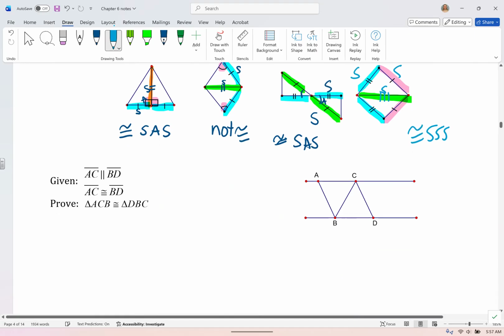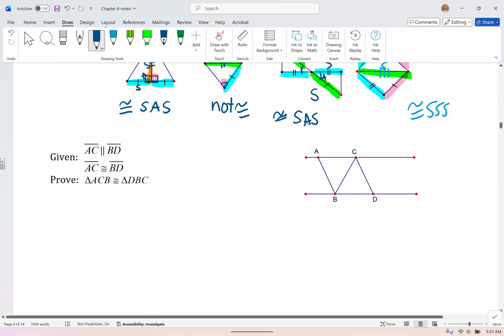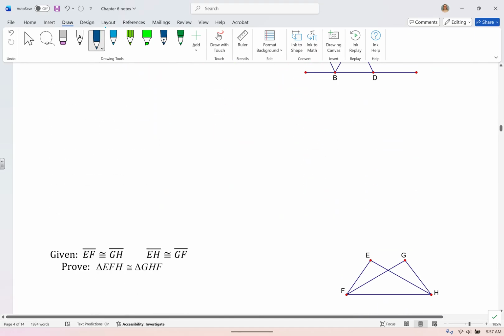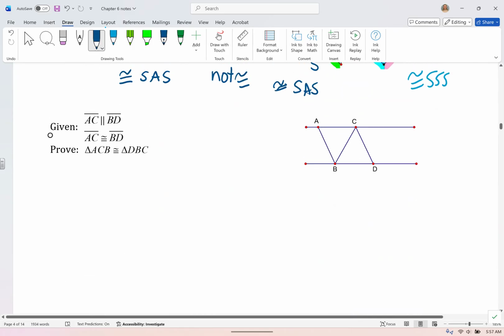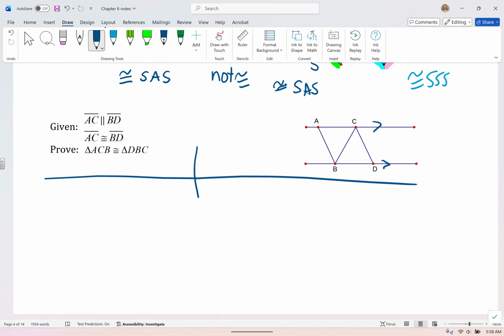So the next thing we're going to talk about would be an actual proof. And notice there's no steps here. So we're working on this. We're not going to do this very often by yourself, but I do want to build your creative logical sense. And so we're given that AC is parallel to BD. So we're going to draw those little triangles on there, and we're going to draw a little proof.